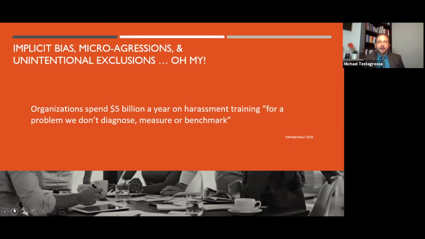So where do we start in this process? Treading into the arena of bias is murky waters. And often we refer to bias and microaggressions and exclusions as difficult to assess because a lot of times they're overt or based on unconscious actions. These are more difficult to quantify except in the outcomes. In a 2020 article, there was a quote that organizations spent $5 billion a year on harassment training for a problem we don't diagnose, measure, or benchmark. So often bias and harassment training can fail because the focus is to change people's opinions, which will then lead to a change in their behaviors based on newly learned information. But often after training concludes, people return to their old modes of action.